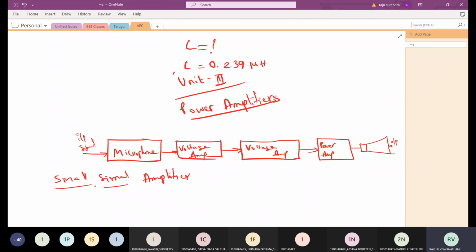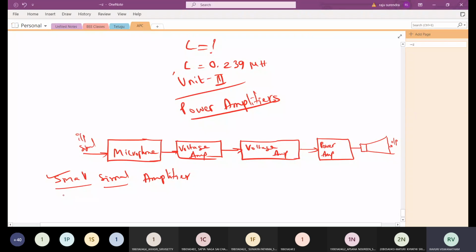Please let me know what is a small signal amplifier. I gave a hint also, the title itself. Voltage amplifier, sir. Why voltage amplifiers? Small in amplitude. Yes. So in the title itself, small signal amplifiers.